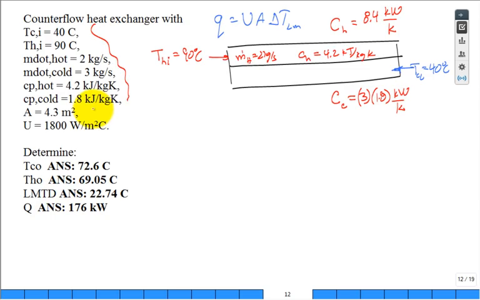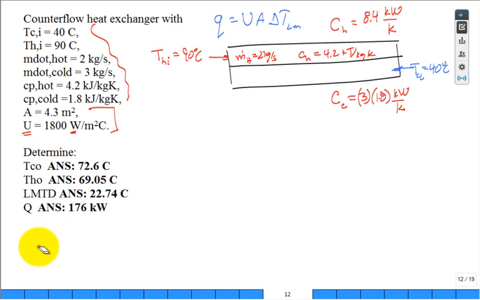Okay, so I've read through this information. Now they're giving us the area, how large is that heat exchanger, and then the overall heat transfer coefficient for that heat exchanger. And notice this was in units of watts per meter squared degree C. Determine the cold outlet temperature. You're not supposed to know the answer, but you're going to get the answer of 72.6. That's the final answer. Likewise, what's the hot out, the log mean temperature difference of the heat exchanger, and the Q?